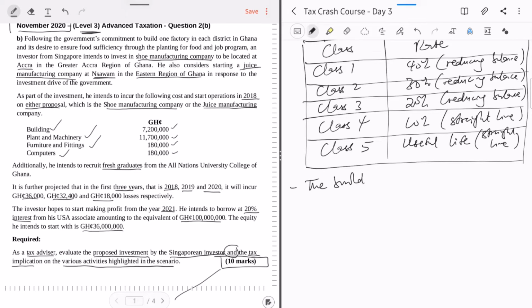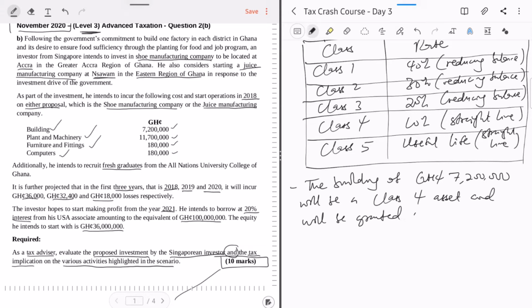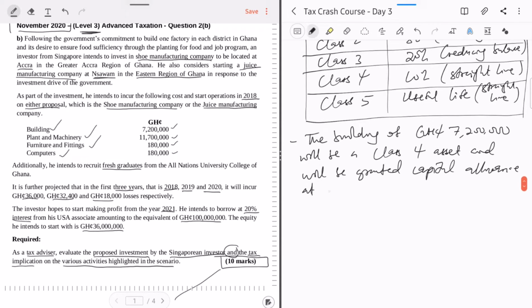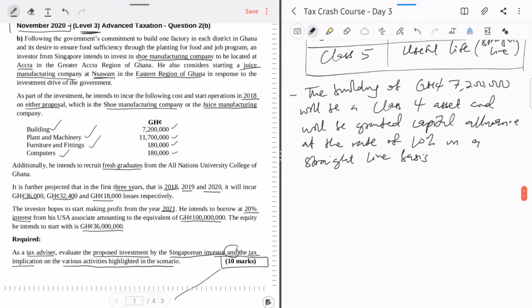the building of 7.2 million will be a class 4 asset, and will be granted capital allowance at the rate of 10% on a straight line basis. Simple, right? That is another mark. Next, we've done the building, so let's talk about plant and machinery.